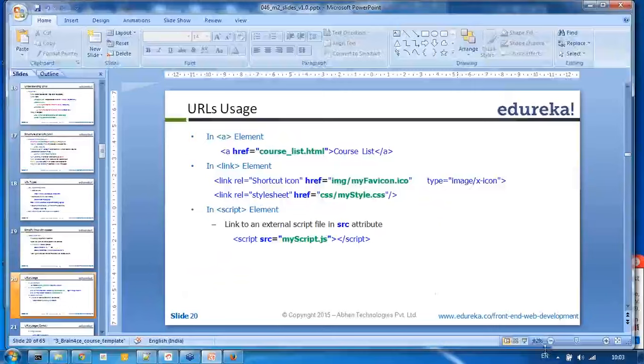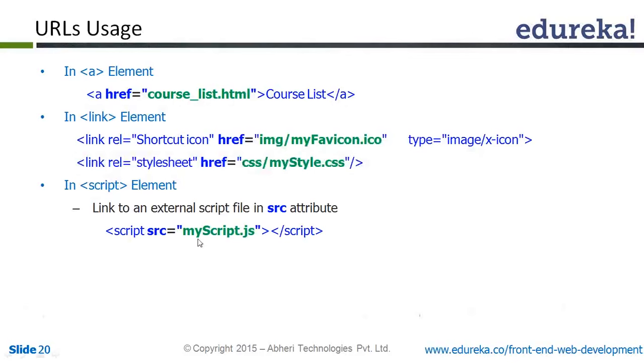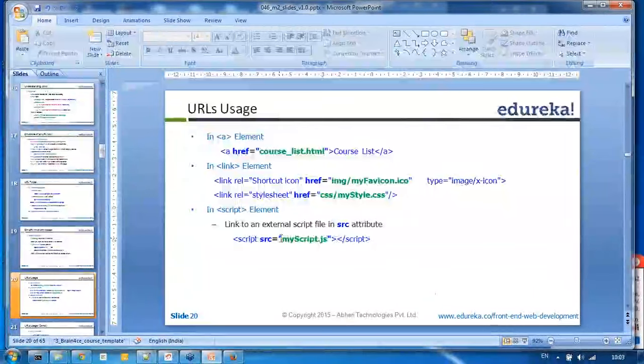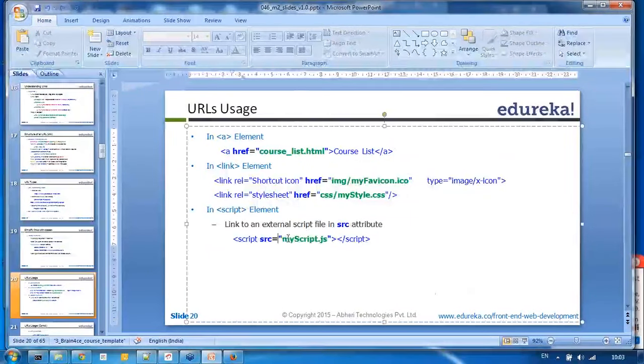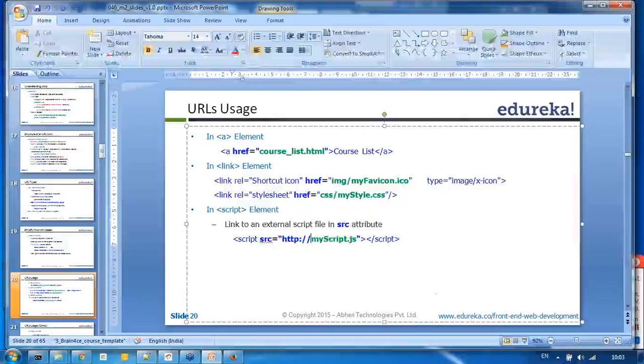Similarly, in the script tag you specify the external JavaScript. Note that here the attribute is href, but in the script tag it is src, because it's the source of the JavaScript. Though here it is specified just as myscript.js, you can give the full path like this, and it's still valid. Here also you can give http://www.edureka.co. This is also valid.